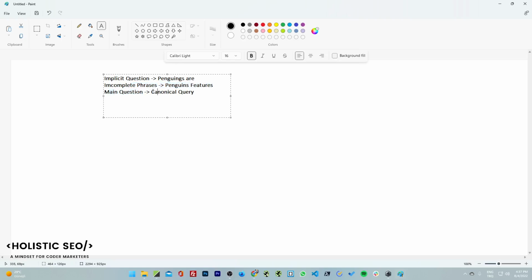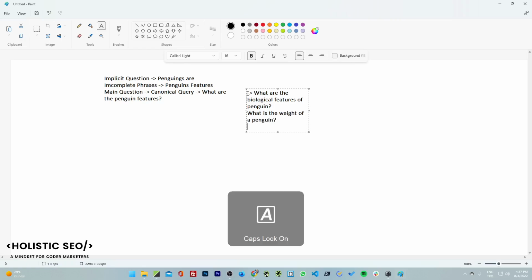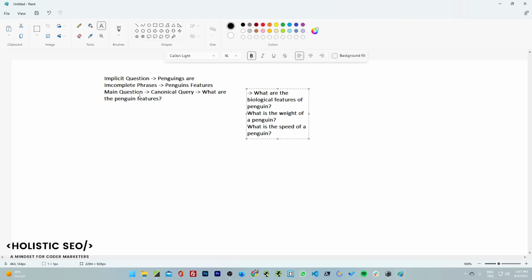When it comes to the main question or the canonical query, it is something like this. Let's say, what are the penguin features or biological features of the penguins? And when you ask this question in this way, this is a canonical question. And this canonical question can also represent questions like, what are, again, the biological features of penguin, or what is the weight of a penguin, and what is the speed of a penguin, etc. So basically these questions are also represented, and in query semantics, these are called represented queries.